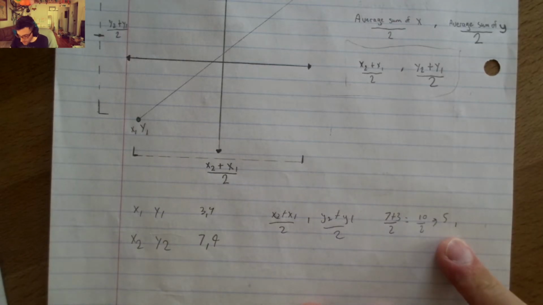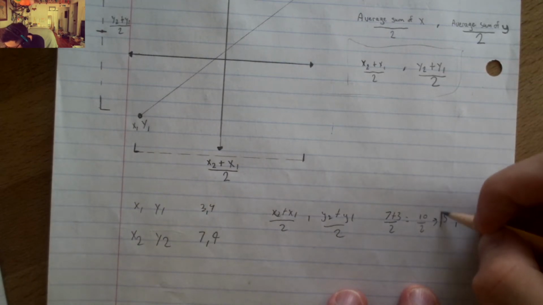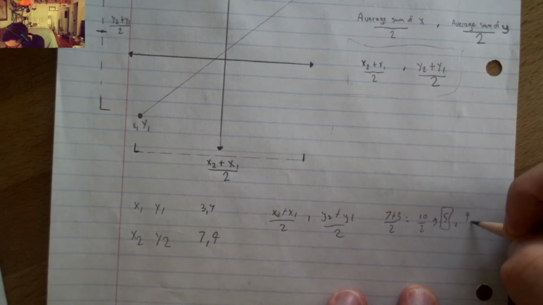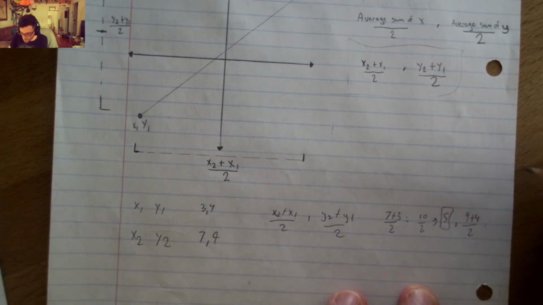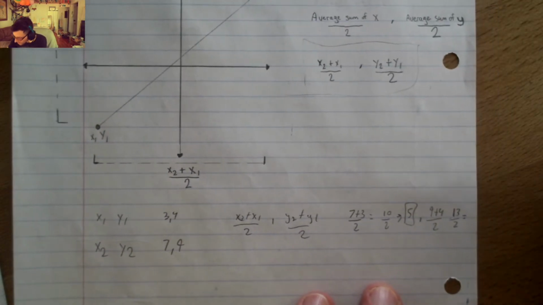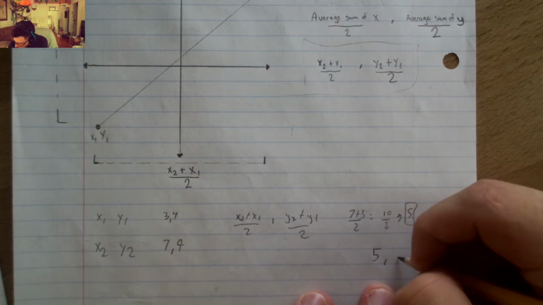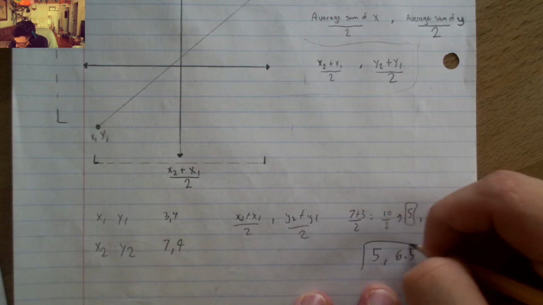Our y representation, 9 plus 4, or 13 over 2, which is equal to 6.5. If we want to combine these, we have 5, 6.5 as our midpoint.